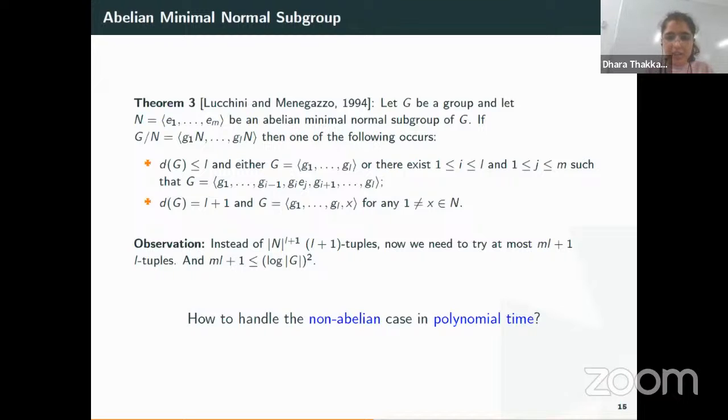So if we can handle the case when the minimal normal subgroup is non-abelian, then we are done. For that, let me introduce some definitions again. A Frattini subgroup of G is the intersection of all maximal subgroups of G. So we consider all maximal subgroups of G and take their intersection. The subgroup we get is the Frattini subgroup. For example, if we take S3, it has maximal subgroups of order 2 and order 3, and they don't intersect. So the Frattini subgroup is trivial.